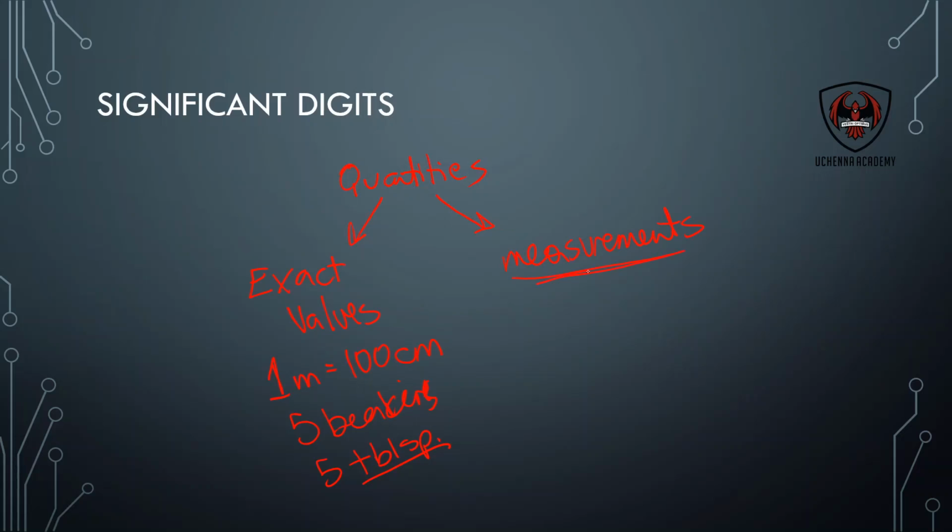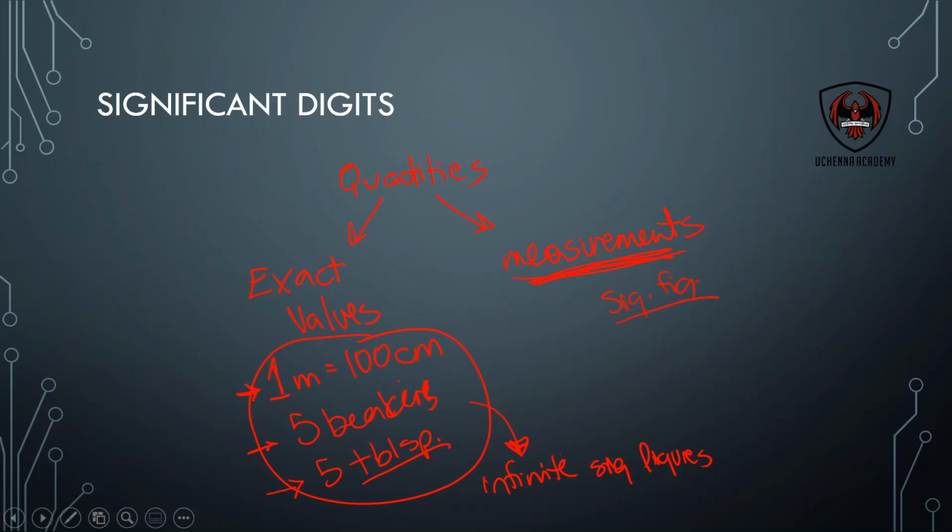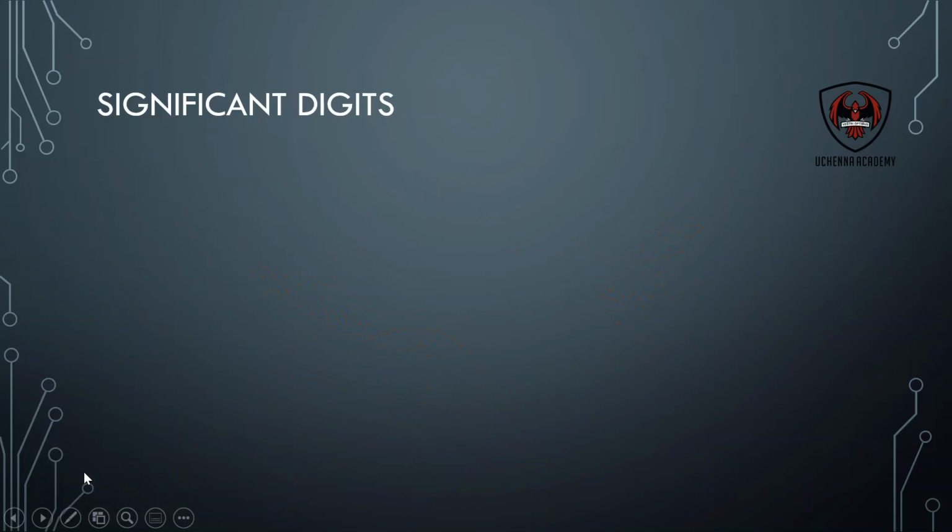Measurements is really where uncertainty comes in. So there's no uncertainty here. And if there was any talk about significant digits in these exact values, whether they be defined values, as in 1 meter is 100 centimeters, or I'm using 5 beakers or 5 tablespoons, I will always say that I have infinite significant digits, infinite significant figures in exact values, okay? Now in measurements, that's where uncertainty comes in, and this is where these significant digits really also come into play, and they help us round answers correctly, okay?